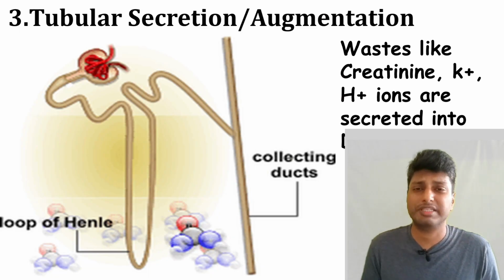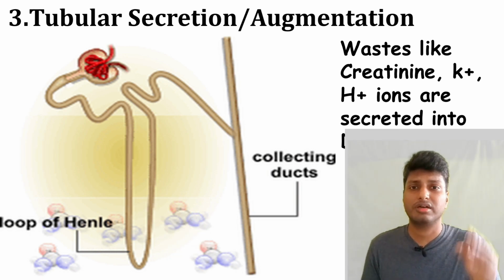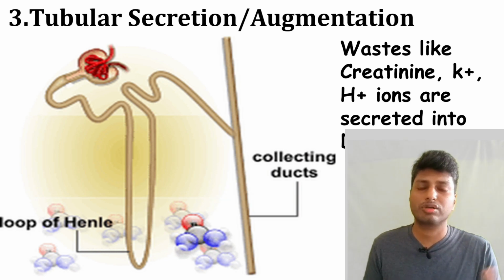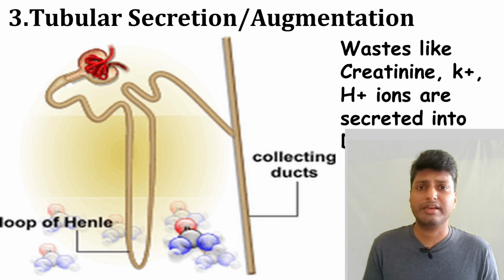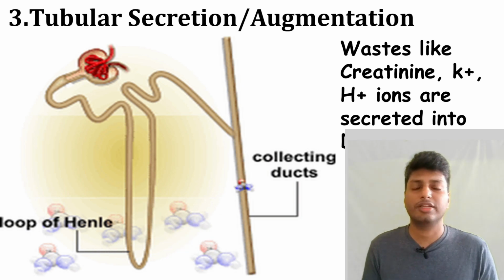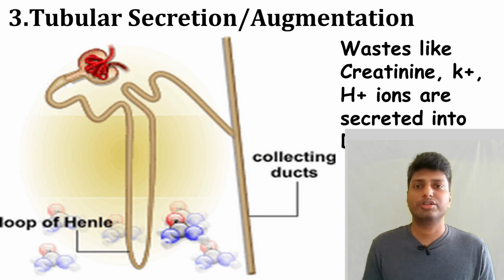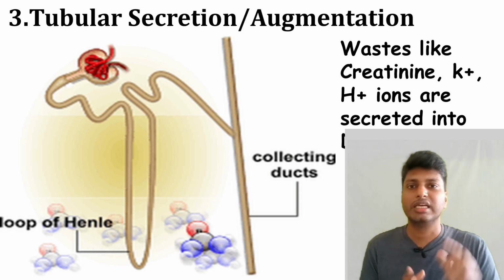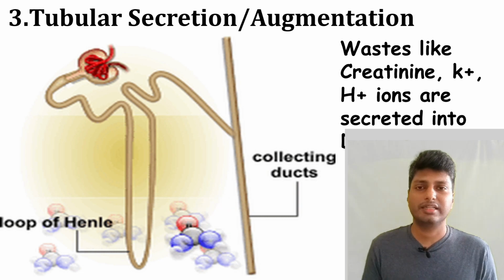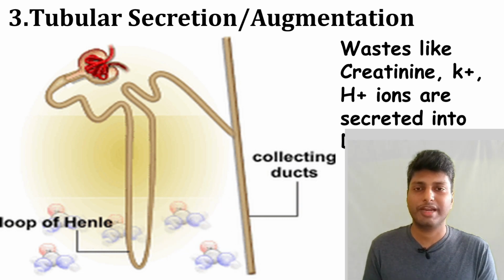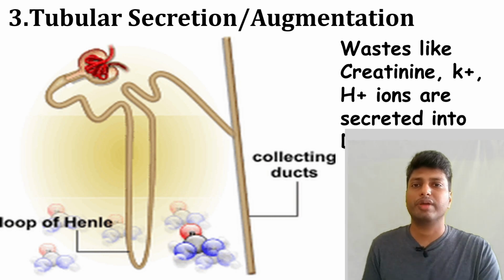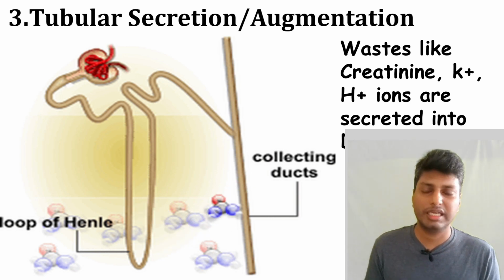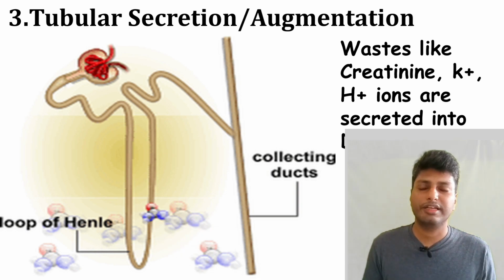So what exactly happens in this DCT and CT? Here comes the third step, that is nothing but tubular secretion, also called augmentation. So in this particular step in DCT or collecting duct, some important wastes like creatinine, potassium ions or hydrogen ions are going to get secreted back from blood into the lumen of DCT and CT. That means this is opposite of selective reabsorption, right? So the ions like potassium, hydrogen, as well as certain important drugs like some antibiotics, are all going to get secreted back inside the DCT or CT, and then finally the filtrate reaches the CT.